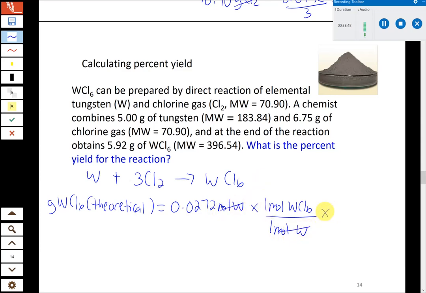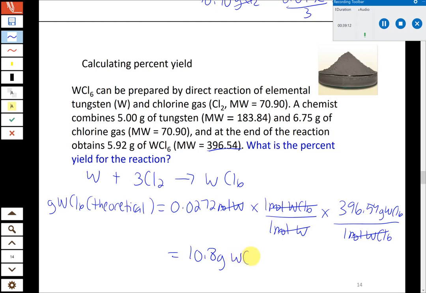And then finally, to figure out the theoretical mass of product, we're going to use its molar mass, which is 396.54 grams of WCl6 per mole. And the number that we get is 10.8 grams. And that number, as I said, represents the theoretical yield.